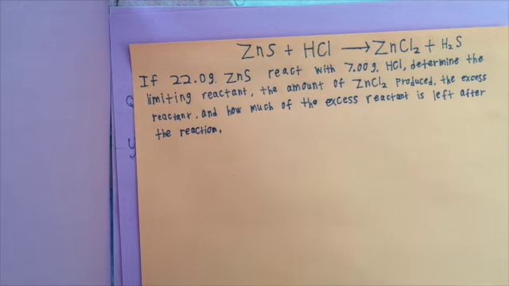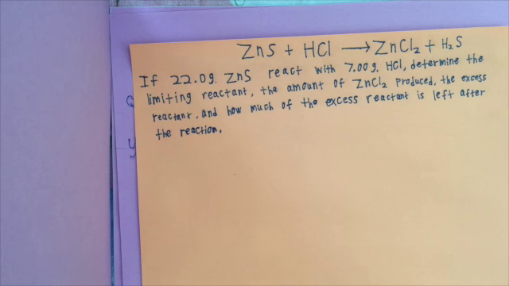All right. Now in this problem, instead of being given only one amount of our reactants, we now have 2. So in this equation, zinc sulfide plus hydrochloric acid reacts to form zinc chloride and hydrosulfuric acid. The problem states that 22 grams of zinc sulfide react with 7 grams of hydrochloric acid. Determine the limiting reactant, the amount of zinc chloride produced, the excess reactant, and how much of the excess reactant is left after this reaction.